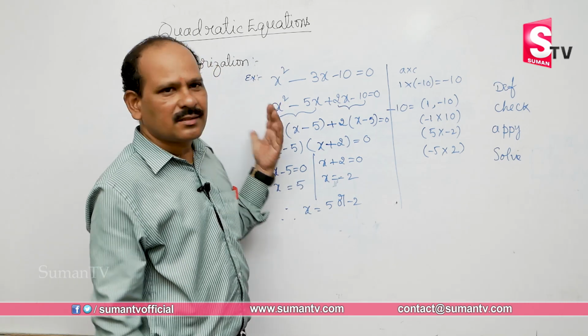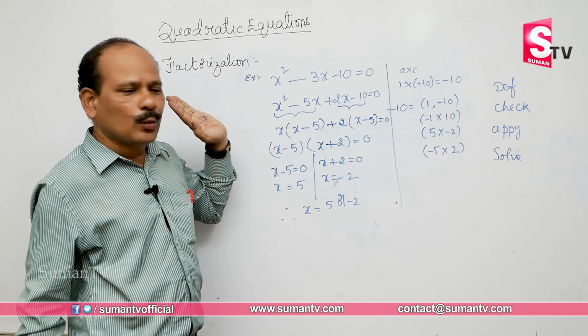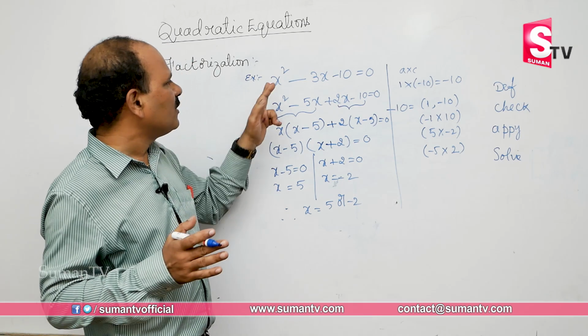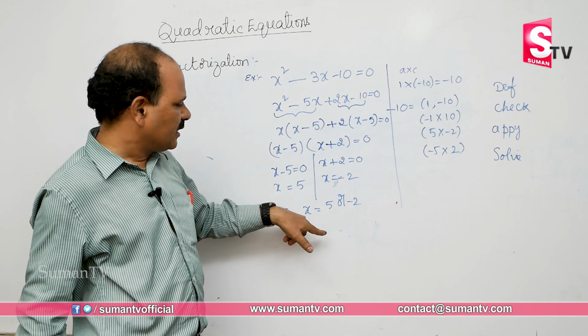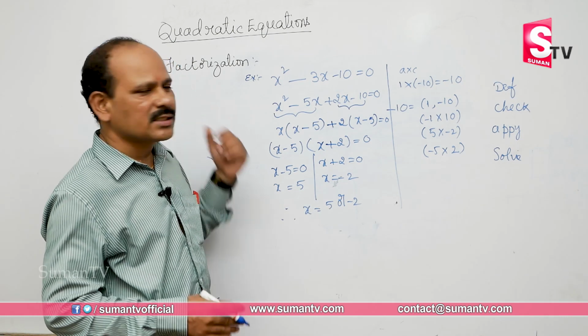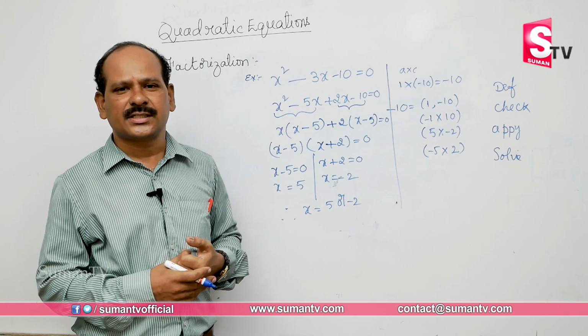Okay, this is the second example. So in this way, we can find the value of x by using the factorization method. Here the answer is x is equal to 5 or minus 2. In this way, we can solve the problems. We can solve the quadratic equation by using the factorization method.